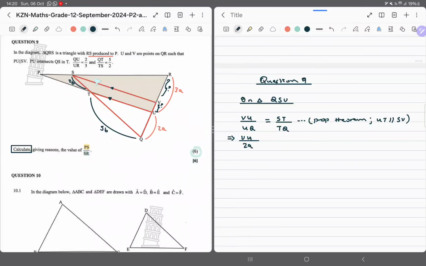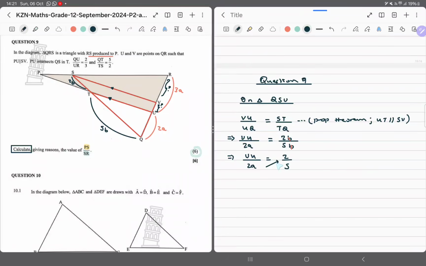Please annotate your diagram so that when you talk about 2A, someone can see where that is. Sometimes you don't need to explain that. ST is 2B. Okay, so don't show up with 2B. You must have shown it in the diagram. Over TQ, that is 5B. Okay, as you can see, the B's do the B things and get out of the way. So we know that VU over 2A is basically just 2 over 5.